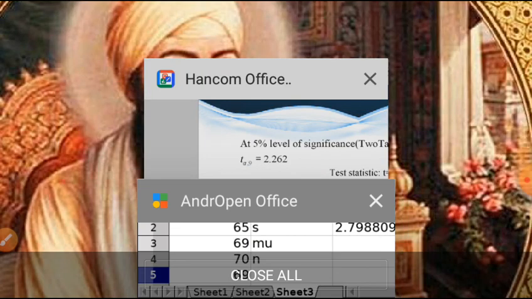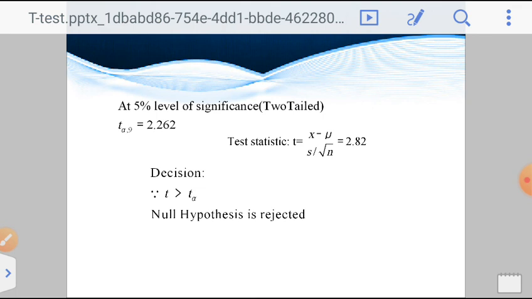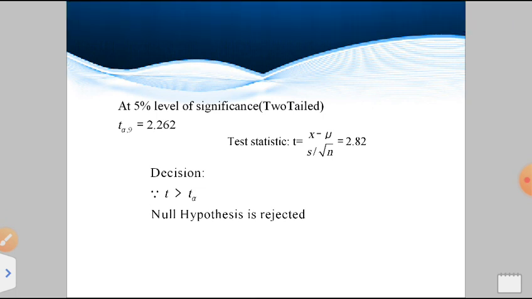So this is the whole calculation. Let's go back, and here you can see the t value is coming as 2.82. Correct? So in this practical we have done the t-test for one mean.